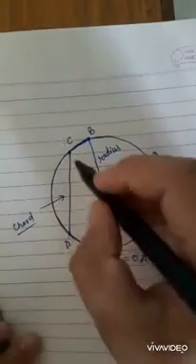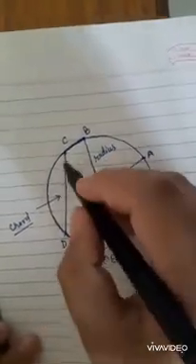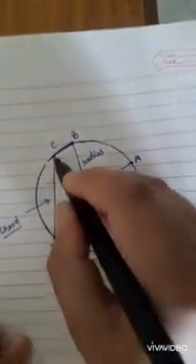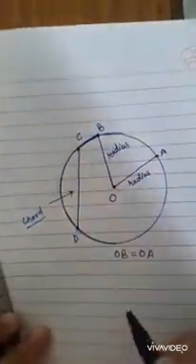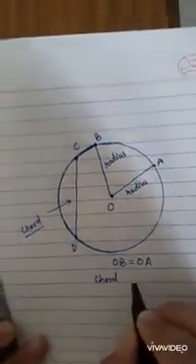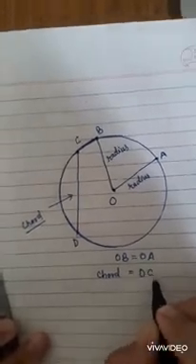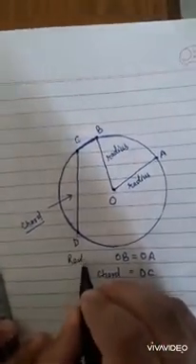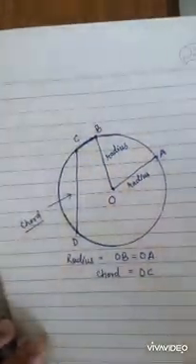So what is the chord? A chord is a line segment that joins 2 points on the circumference of the circle. So the chord is DC, and these are the radii.